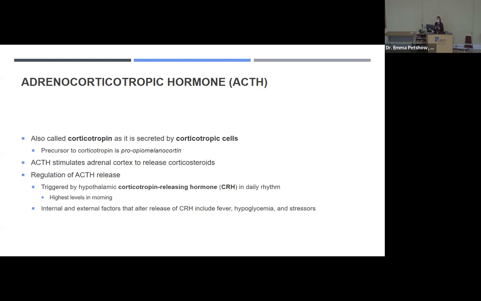Regulation of our ACTH release is triggered by CRH, corticotropin releasing hormone, with a typical daily rhythm. The highest levels are in the morning, so we start to see that connection with circadian rhythm, right? Internal and external factors that can alter the release include fever, low sugar, and stress. This is an adrenal hormone.